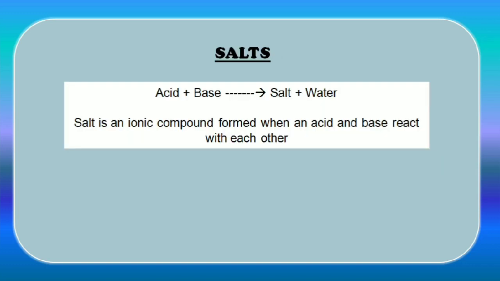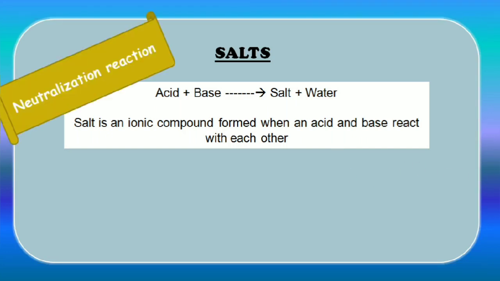When such acids and bases react with each other, the acid which gives H plus ions and the base which gives OH minus ions, they will form a compound called salt along with water. So what is salt? Salt is an ionic compound formed when an acid and a base react with each other. During this process, water is also produced and in addition heat is liberated. This reaction is called neutralization.